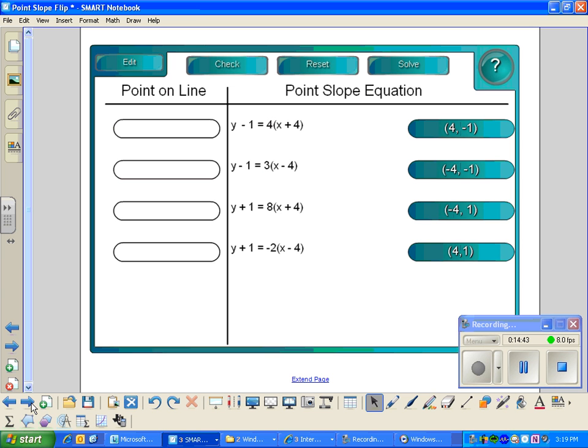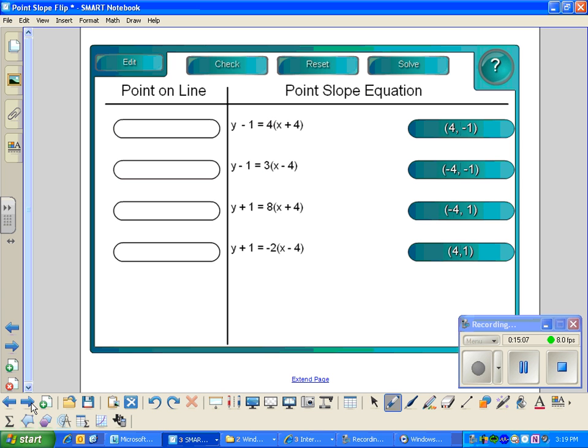Okay. Last thing I want us to do is look at an equation in point slope form and figure out what the point on the line is. They created this equation. I know the slope. That has a slope of 4. That line's got a slope of 3. That line's got a slope of 8. That line's got a slope of -2. But I want us to figure out what the point is.